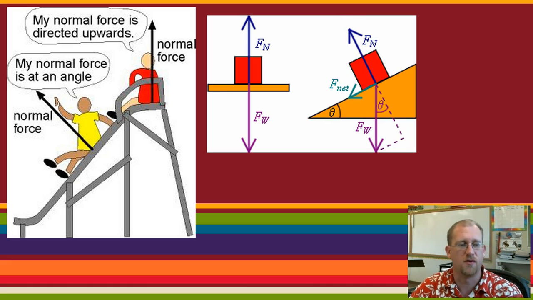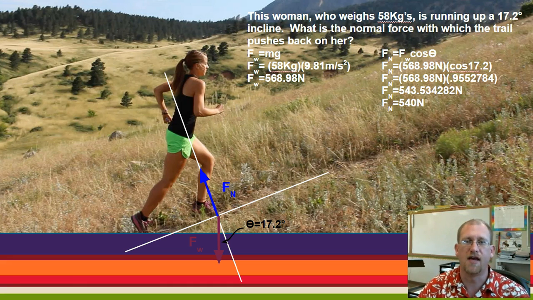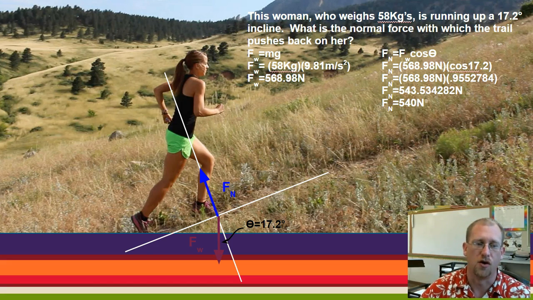Here's a problem to give you some direct practice of that, okay? This woman who weighs 58 kilograms is running up a 17.2 degree incline. What is the normal force with which the trail pushes back on her? So here's a free body diagram. Her weight is 58 kilograms times the acceleration of gravity, right? And here's the normal force, and there's a difference between them of 17.2 degrees.